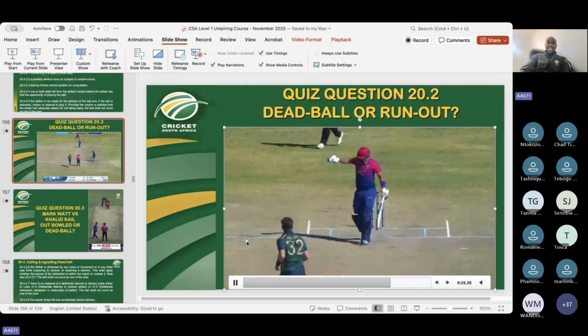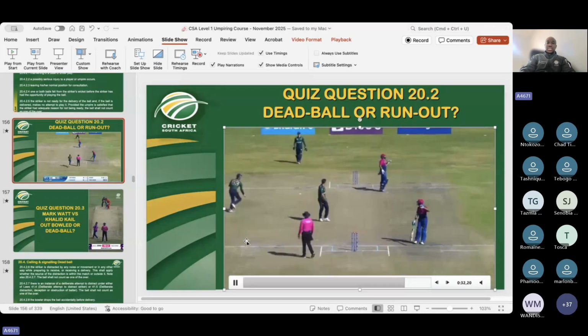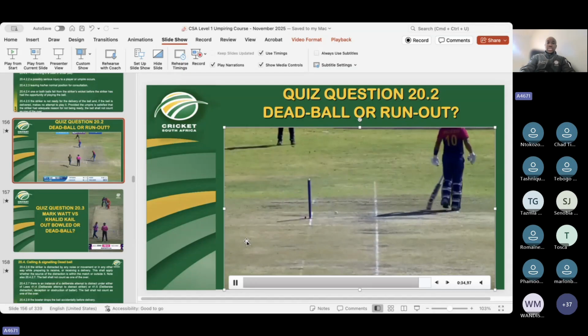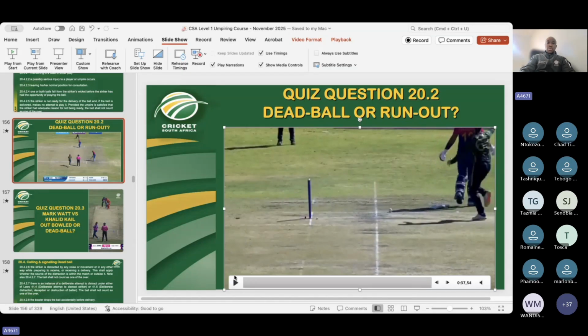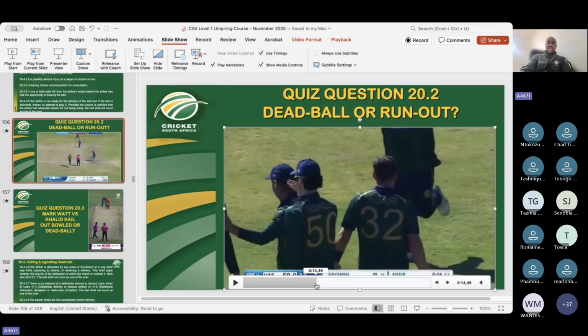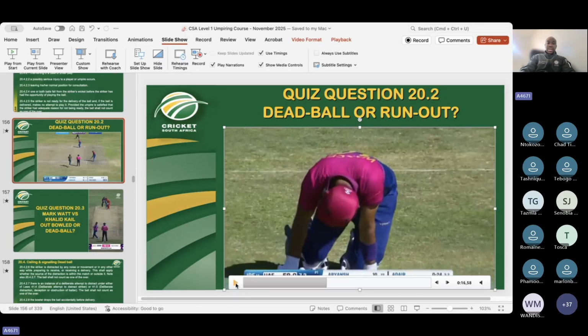Do we consider this a serious injury? I do not consider this a serious injury, because if this batter was seriously injured, they would not have called for the physio. They would have just screamed in pain. And also, we see the batter in this picture actually putting weight on the hand that has been hit by the ball. If he was seriously injured, he would not be putting weight on that hand. So, not a serious injury. We do not call dead ball. Play continues. Ball is still live. Out, run out was the correct decision on the day.